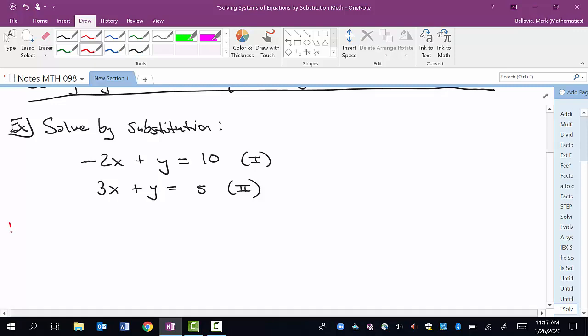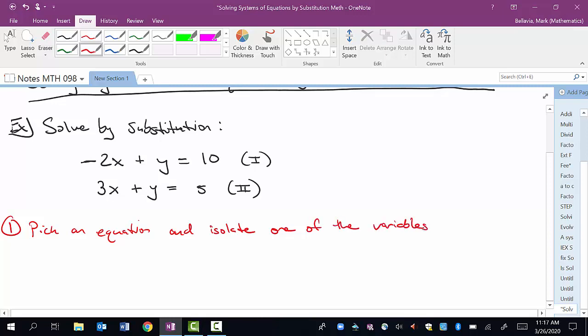So the first thing you want to do when you're solving by substitution is you want to pick one of the equations, pick an equation and isolate one of the variables. So for the purposes of this example, I'm going to pick equation 1. All right, so I'll put this in little quotes here just so you know what I did. So I'm going to pick equation 1, and I'll choose to isolate y.